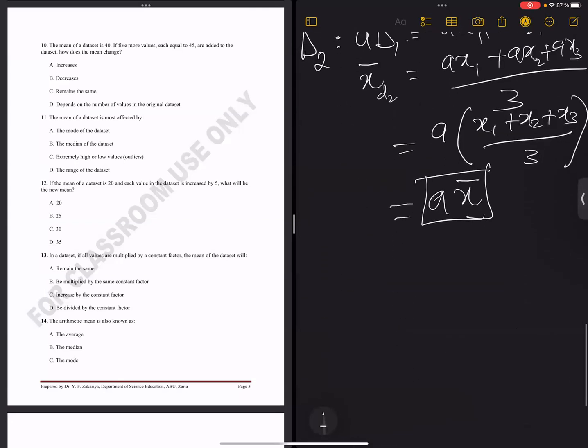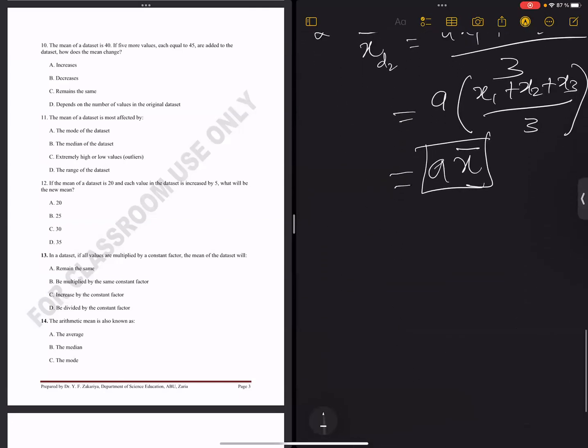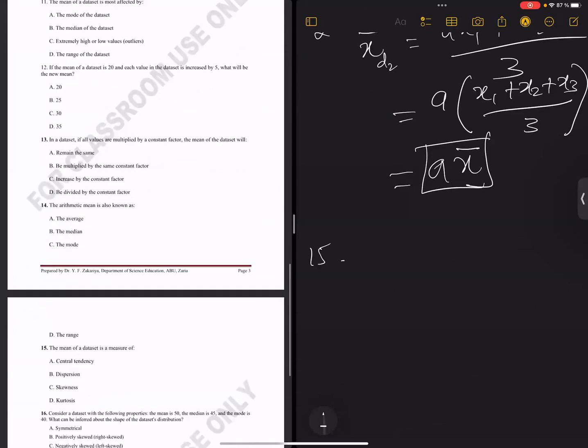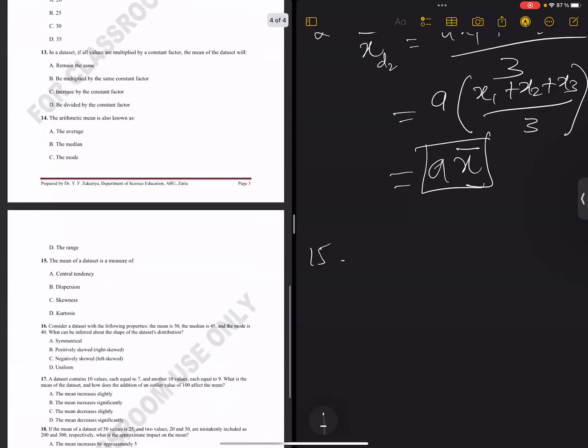So let's go to problem 15. You can just mute yourself. It's only when you want to speak that you unmute, so as not to have sound interaction.